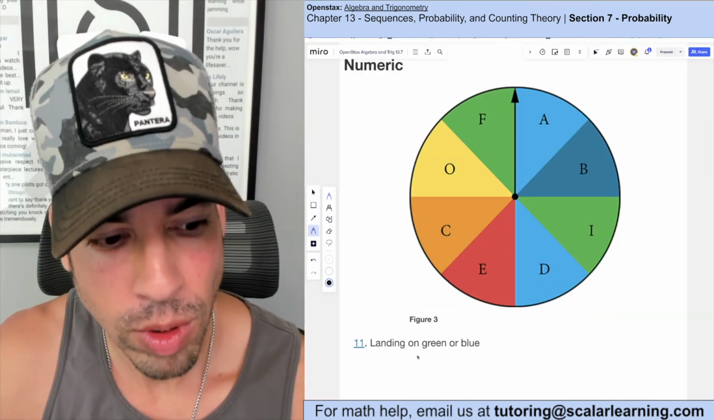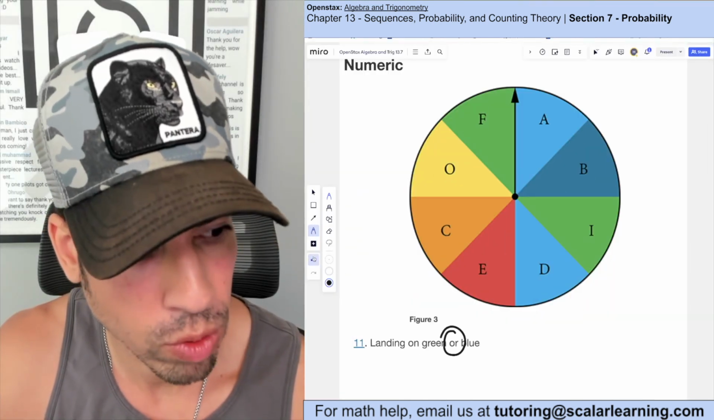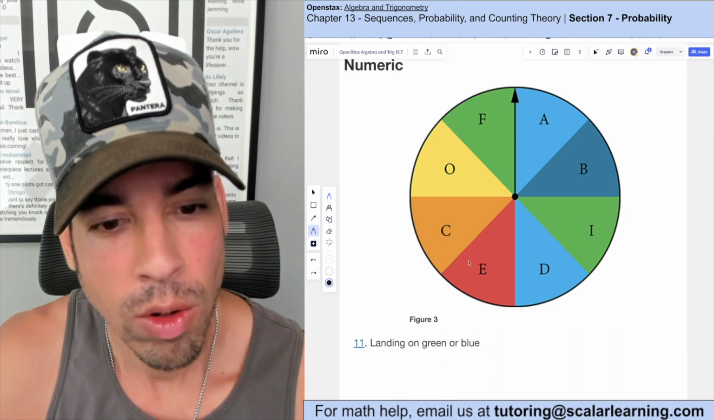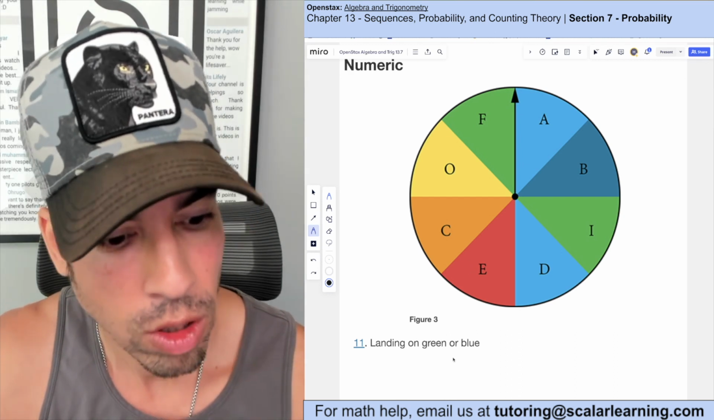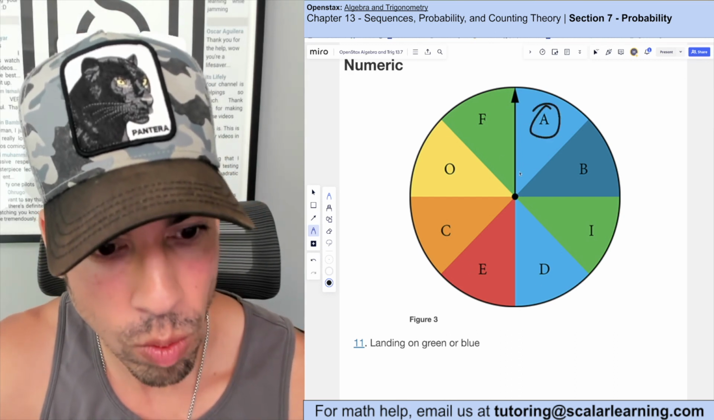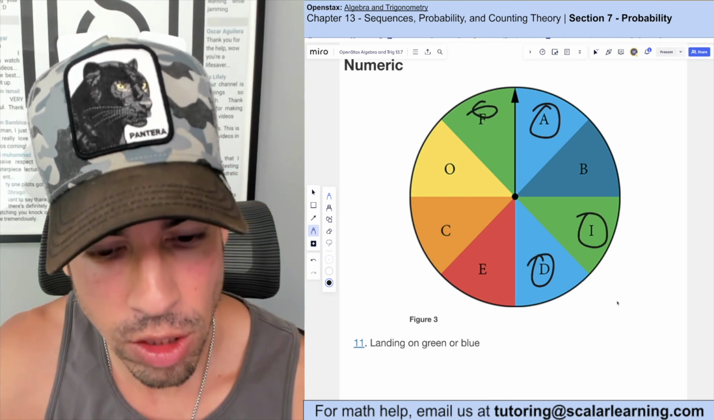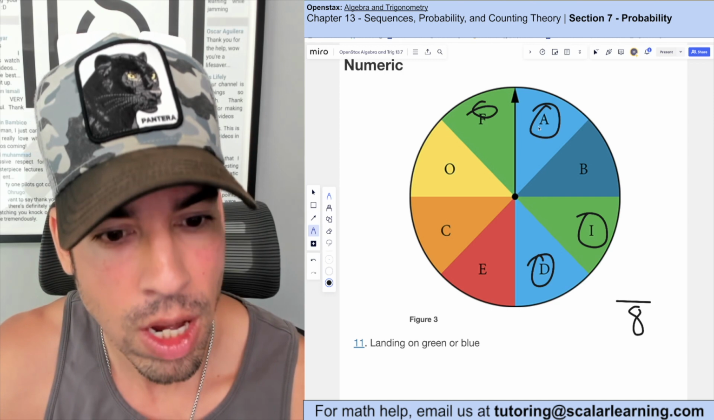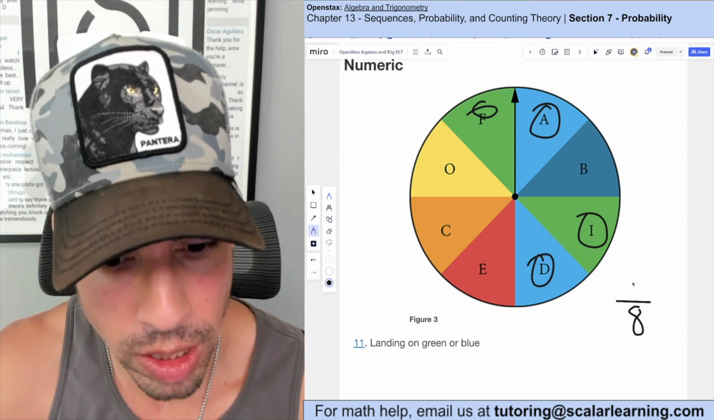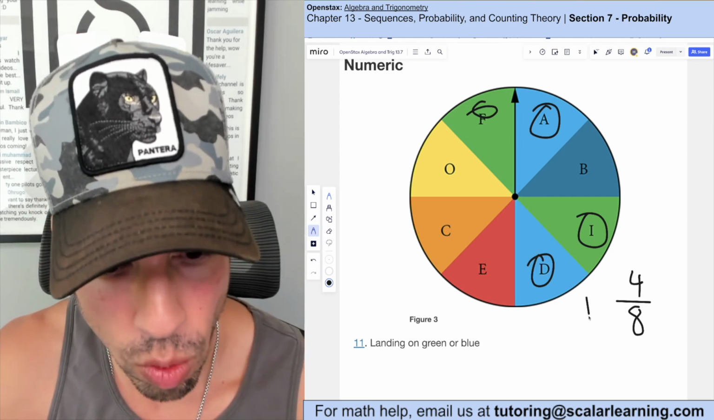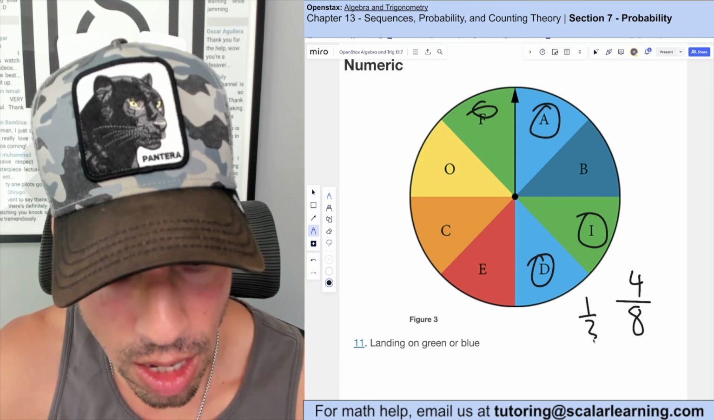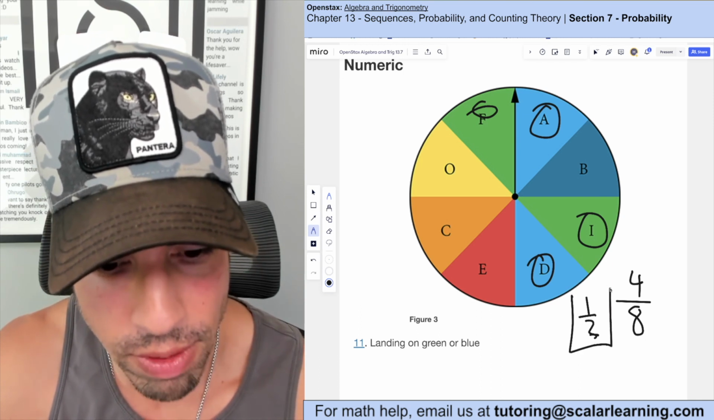Done. So for this one, it says landing on green or blue. Again, that's a union term, right? So we need to count up everything that is either green or blue. So we got 1, 2 for blue, 1, 2 for green. And again, since we got a total of 8 options and 4 of these are either blue or green, we have a 4 out of 8, or 1/2, probability of landing on green or blue. So 1/2 is the winner.